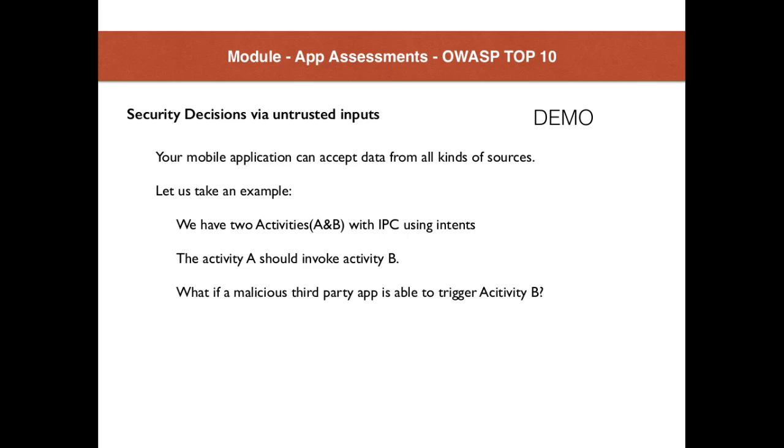But what if a malicious third-party application is able to trigger activity B? That's a problem, and this is exactly an example of security decisions via untrusted inputs. So activity B is sensitive and it is getting triggered by third-party applications without properly validating the input. So let's see a quick demo of how it looks.